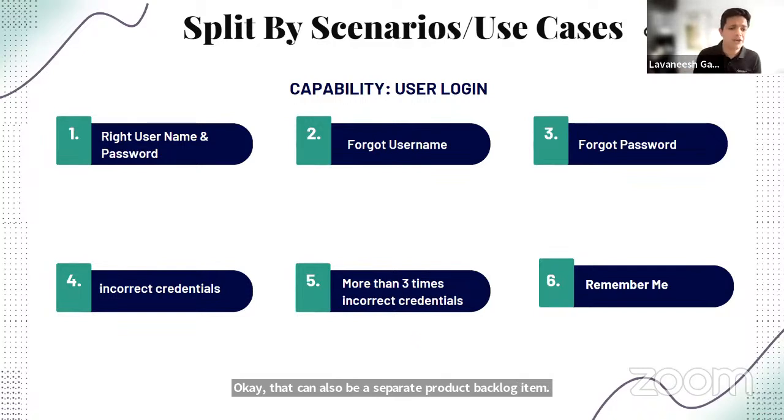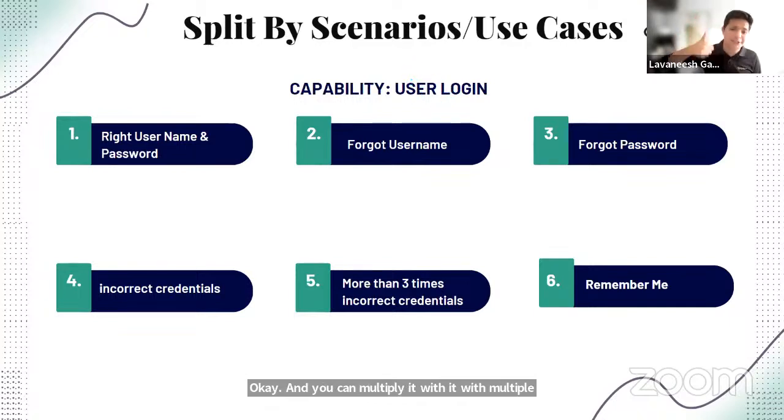What about the different ways of login? You can log in through single sign-on, through Gmail, or through LinkedIn, or you can simply log in with the email and password. Even this user login can be broken down into a further 9 to 10 product backlog items, and you can multiply that if your user roles are different.